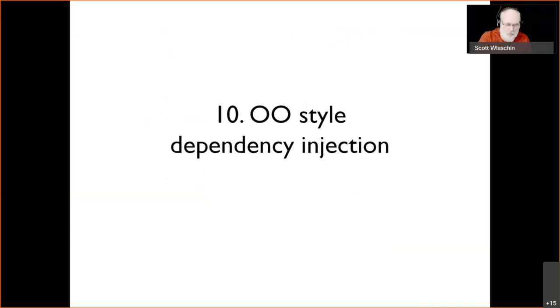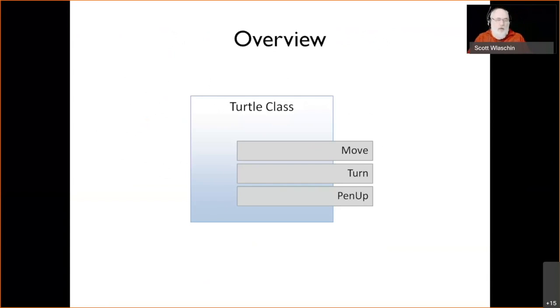Next up, number 10, OO style dependency injection. So here is our turtle class with a move and a turn and a pen up function, and I'm not going to put the pen down method. Now, the move method has 2 dependencies on the canvas and the logger. The turn method has a dependency on the logger, and the pen up has a dependency on the logger.